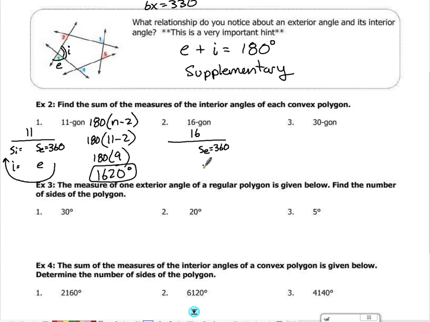Then I'll go ahead and find the interior angle, which will be supplementary, so I'll take away 22.5 from 180, and that'll give me 157.5. And then finally I'll multiply that by the number of sides one more time, and that'll give me a value for the sum of the interior angles, which would be 2,520.